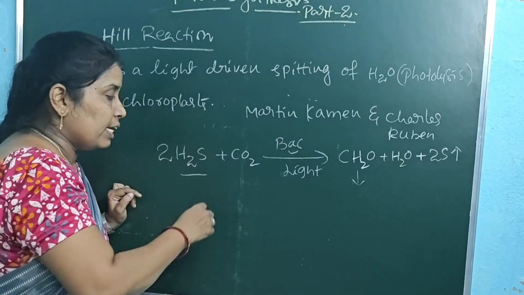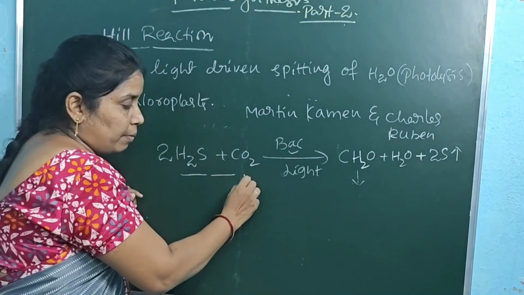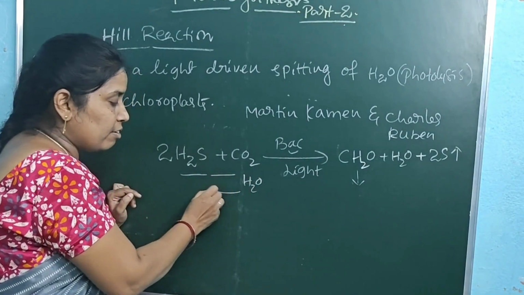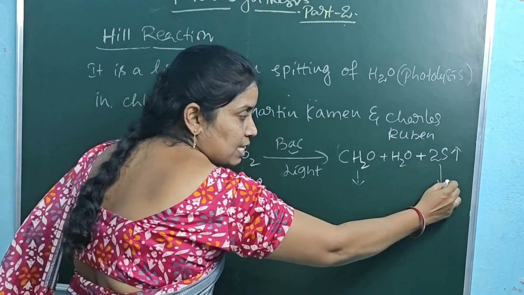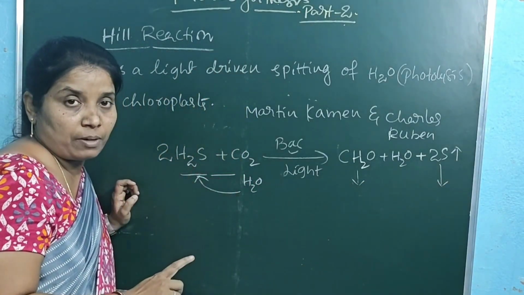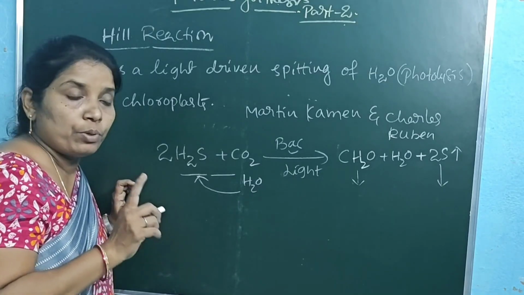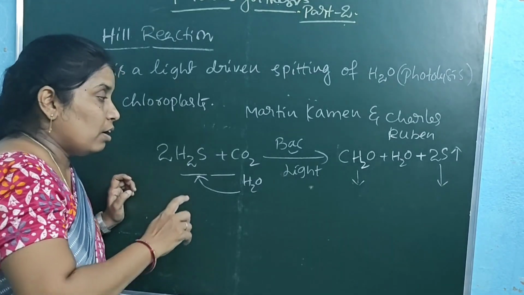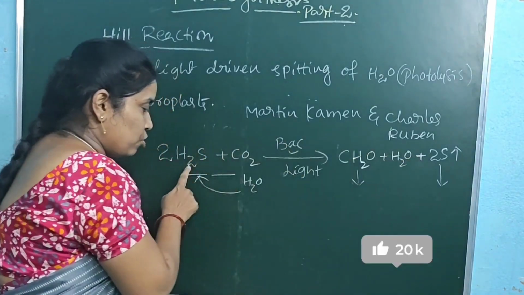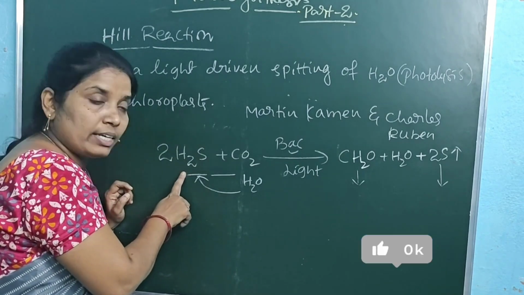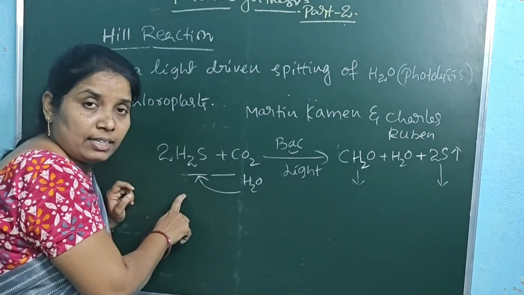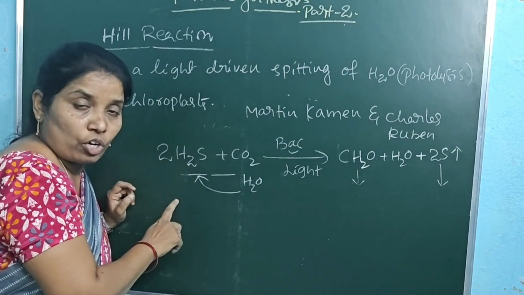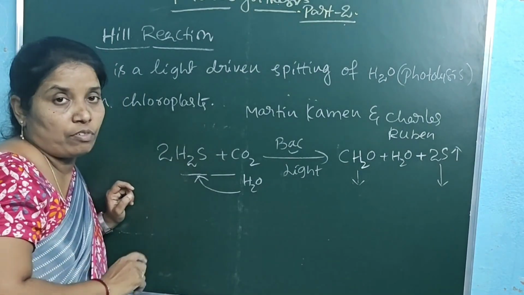Okay, so here there is no water. Instead of water, they have taken H2S. That's why instead of oxygen, there is a release of sulfur. So they proved that the sulfur is released from H2S. They proved that oxygen is coming from the water molecule, not from the CO2.